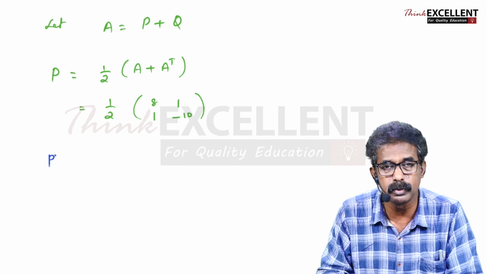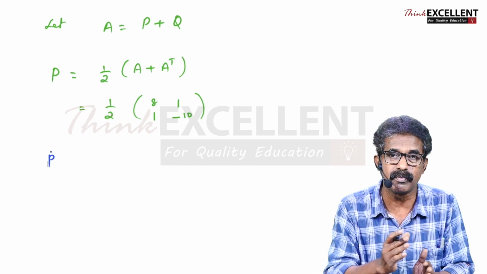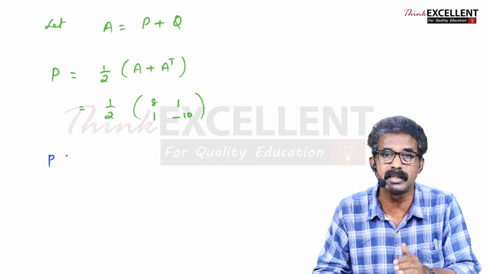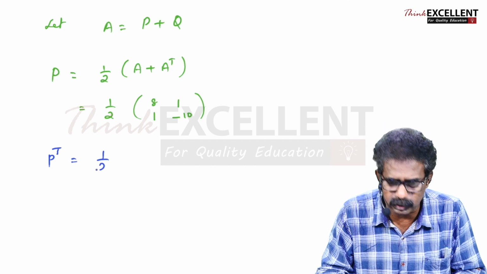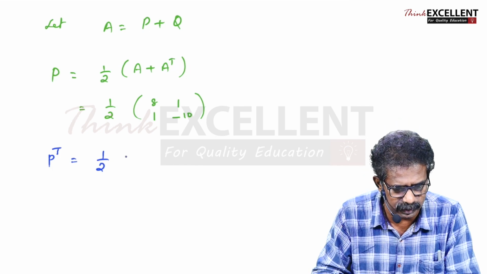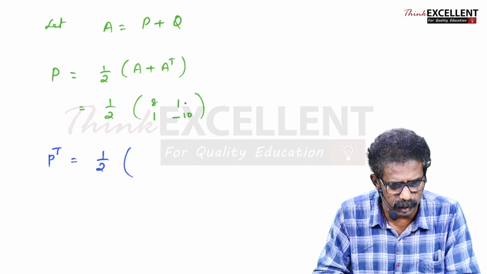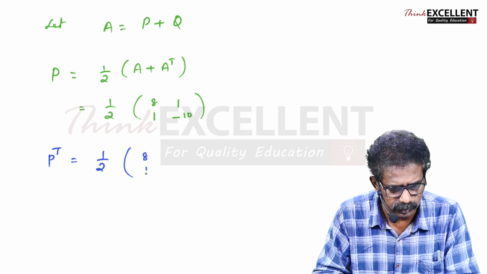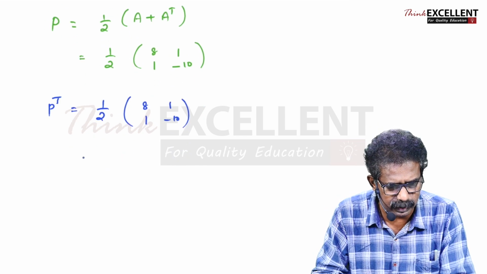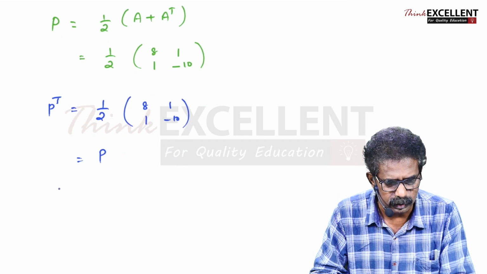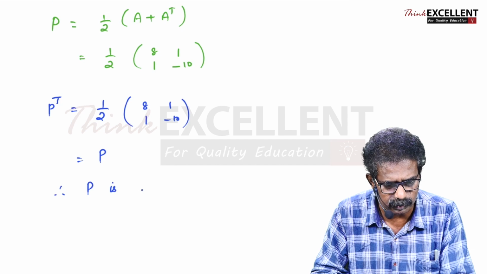So how can you prove it is symmetric? A matrix A is symmetric if A transpose equals A. Here P is symmetric means P transpose equals P. P transpose: 1 by 2 is a scalar, so it stays as it is. 8, 1: first row, write it as first column. Second row, 1 minus 10. So now P transpose is the same as P. Therefore P is symmetric.